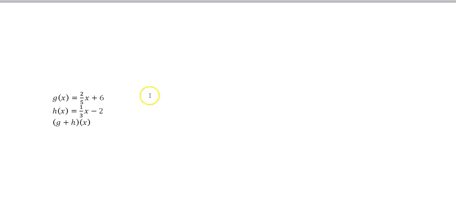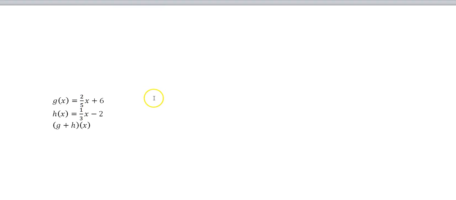Alright, so I'm going to have my g, which is 2/5 x plus 6. That's my g. And then I'm asked to add my h, which is 1/3 x minus 2. Alright, so those are the two.